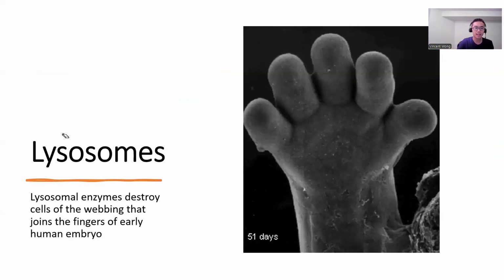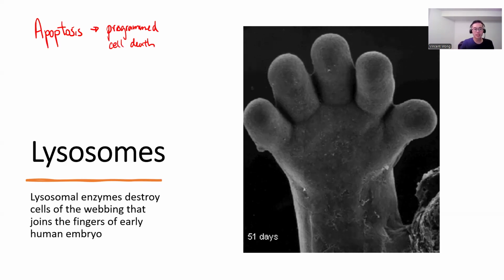In some cases, the lysosomes will deliberately release their enzymes to kill the cell off. Okay? It does that on purpose. That process is called apoptosis, also known as programmed cell death.